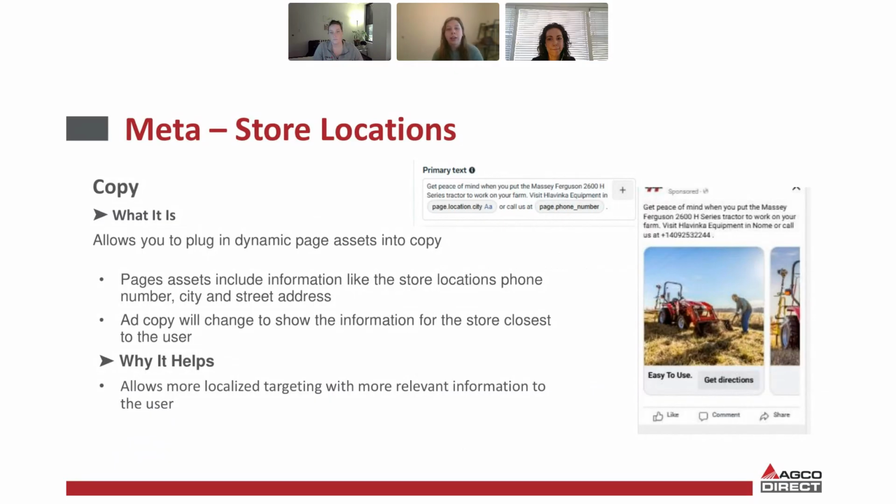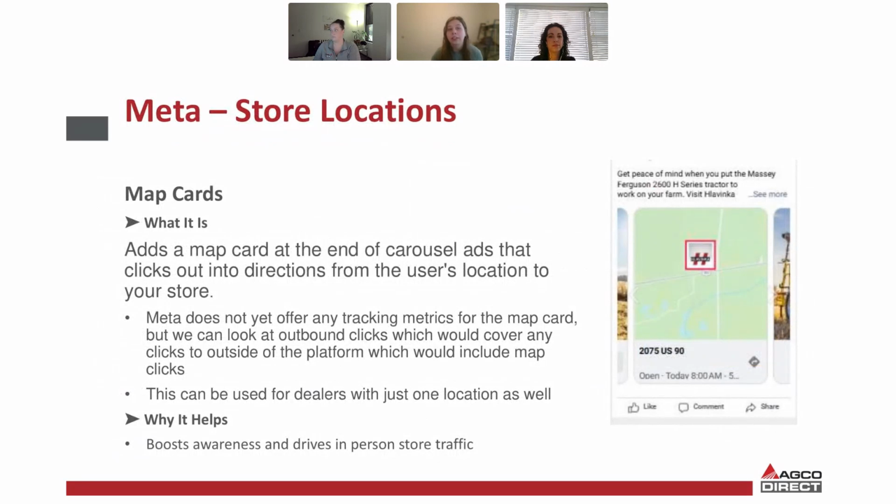This will make our ads feel much more relevant to the person being served the ad. Instead of a generic message, the user sees the nearest location and the phone number for that location, for example. Another feature tied to store locations is map cards. A map card is an extra card we can add at the end of a carousel ad. When someone taps it, it opens directions from their location to your nearest store.